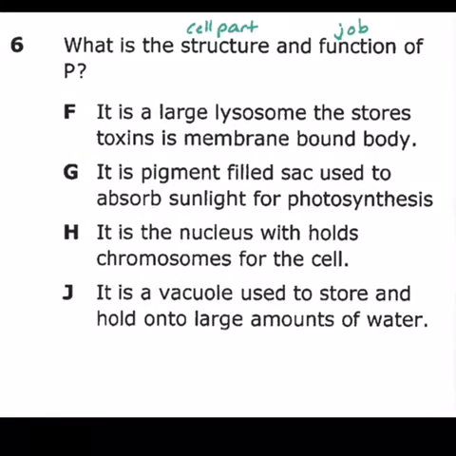Question 6. What is the structure, or cell part, and function, or job, of P? F. It is a large lysosome that stores toxins in its membrane-bound body. G. It is a pigment-filled sac used to absorb sunlight for photosynthesis. H. It is the nucleus which holds chromosomes for the cell. J. It is a vacuole used to store and hold on to large amounts of water.